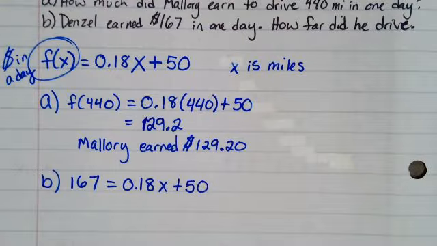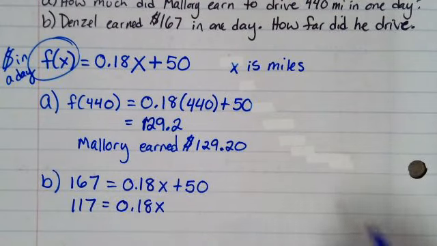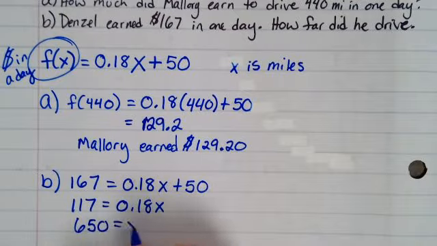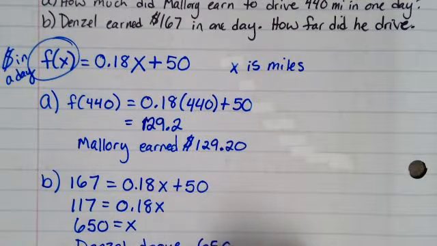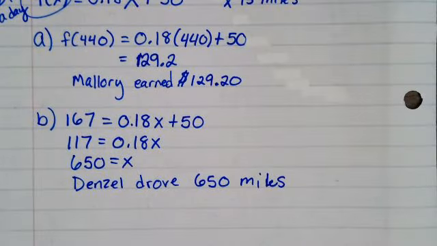So the next thing we would do is subtract the 50 on both sides so that we would have 117 equals 0.18x. And this again is where I'm fine if you want to type that in a calculator. You would end up with 650 equals x. So again, 650 may not be the best answer, but we can say that Denzel drove 650 miles. Okay, there it is.